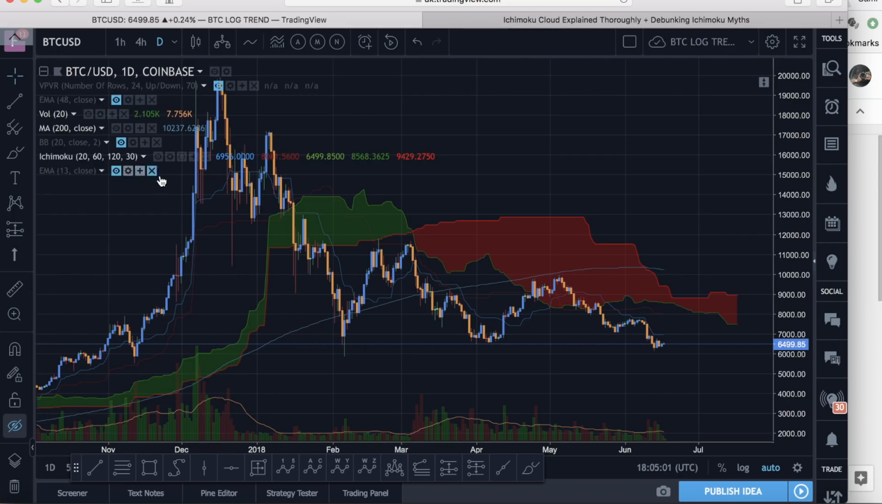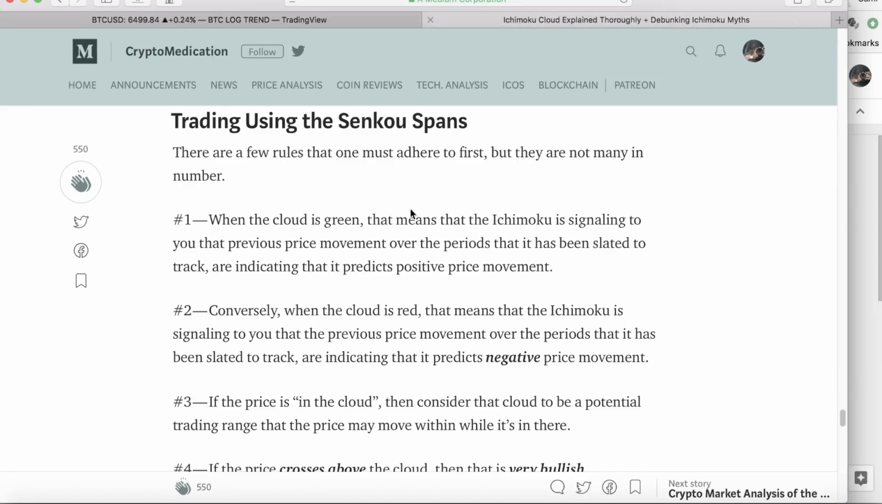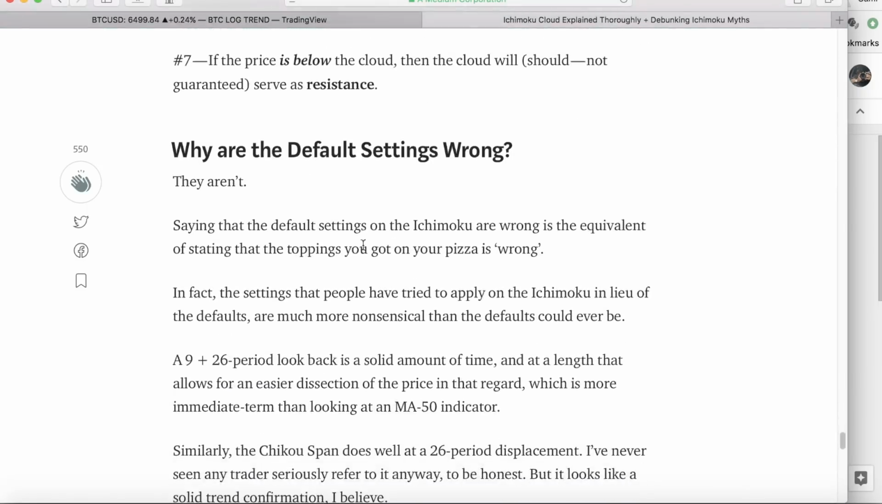Now, we're using specific settings for cryptocurrency. This is widely agreed upon in the community, but if you do read the article, one of the big topics here is why the default settings are wrong, because if you go to any regular Ichimoku video, maybe even this one, if I was using the default settings, I would get people in the comment section saying, why have you got the wrong settings? But the fact is they're not wrong. It just depends on what you prefer.